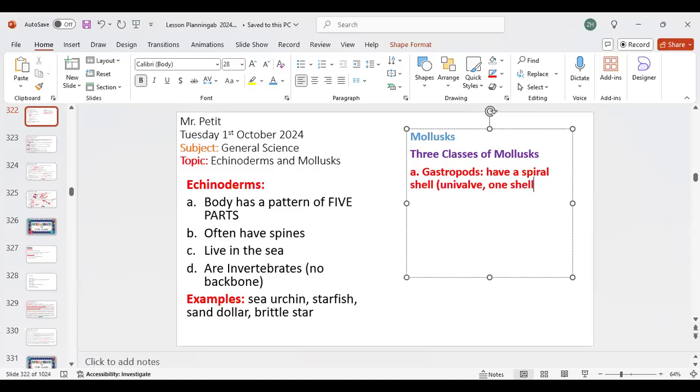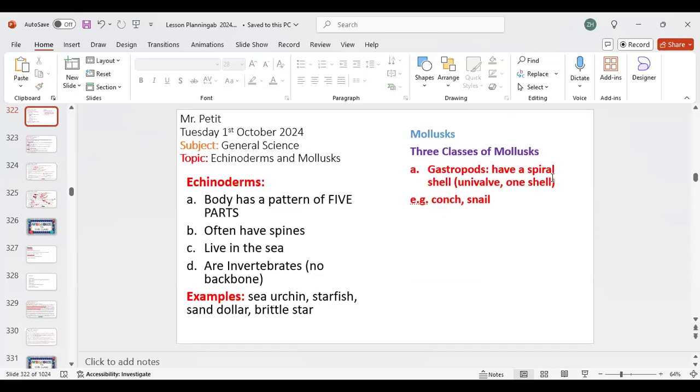Give me some examples of gastropods. Queen conch. Examples would be the conch, a snail, a hermit crab. Next, so we have the gastropods. They only have 1 shell.